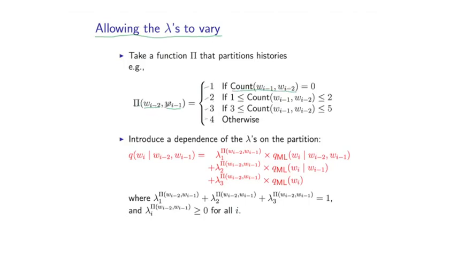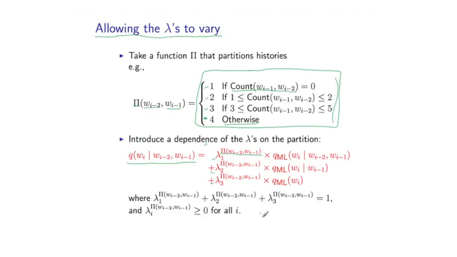So this function pi takes a bigram as input and returns 1 if the bigram count is 0, returns 2 if the count is between 1 and 2, returns 3 if the count's between 3 and 5, and returns 4 otherwise. So this partition is generally chosen by hand, but this is probably fairly typical of the kind of definition you might see. Now, once we've defined this partition, we give a slightly refined version of linear interpolation, where these lambdas vary depending on the value of pi.